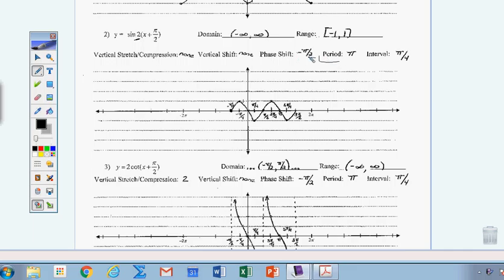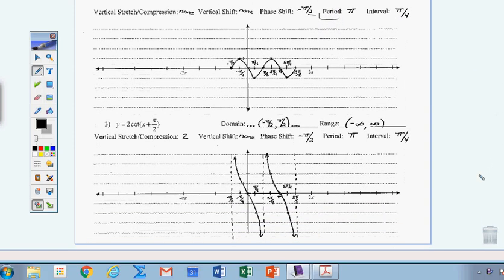So now, once I get the pen working, let's shift over to the next graph. The next graph is 2 cotangent of x plus pi over 2. My cotangent graph normally starts at pi over 2. Well, now I have a phase shift of negative pi over 2, so that would mean it would start now back at 0.